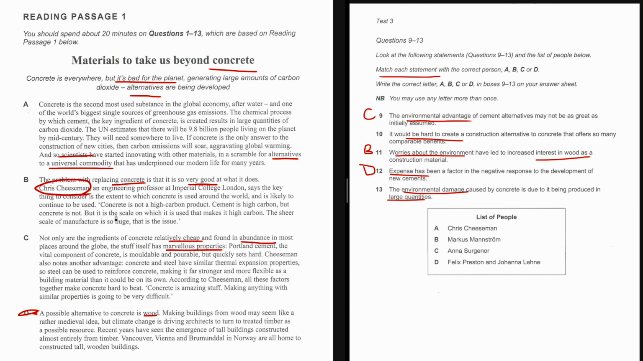But it's the scale on which it is used. Yeah, for sure. Scale means quantity, large quantity. So that is A. What is left? Hard to create concrete that offers so many comparable benefits. But it's not. But it's the scale, sheer.